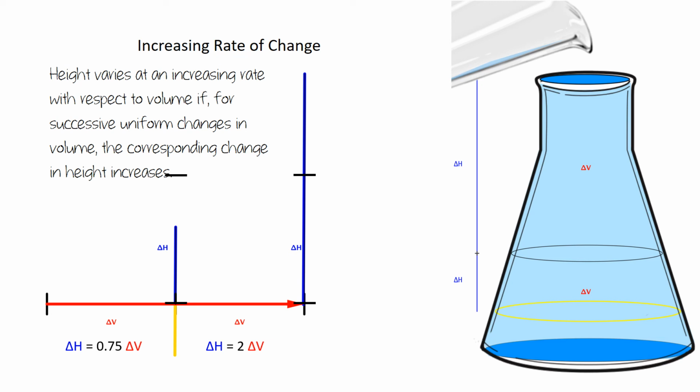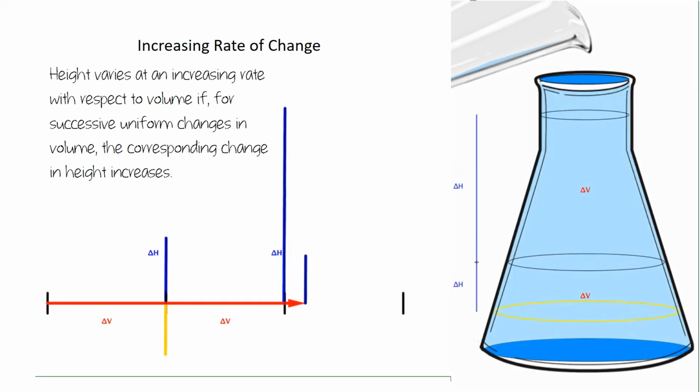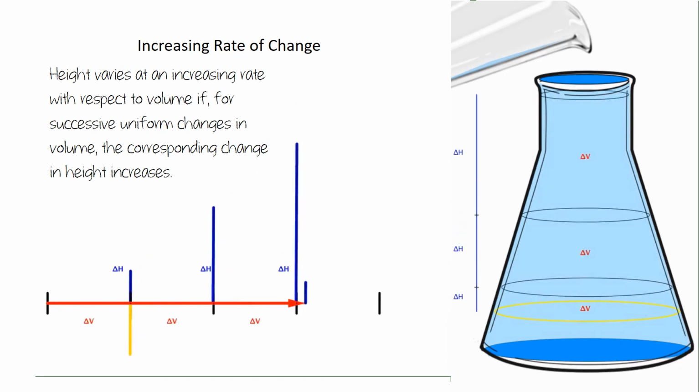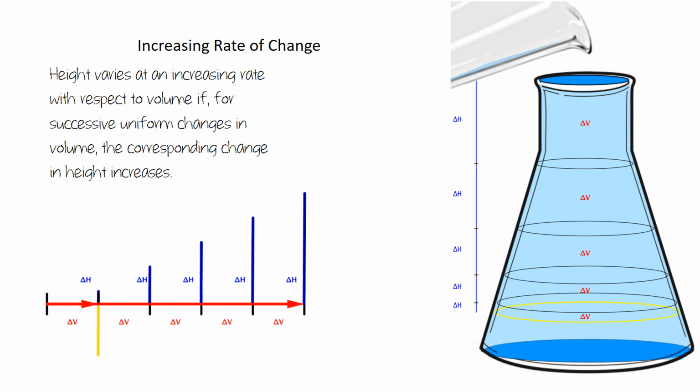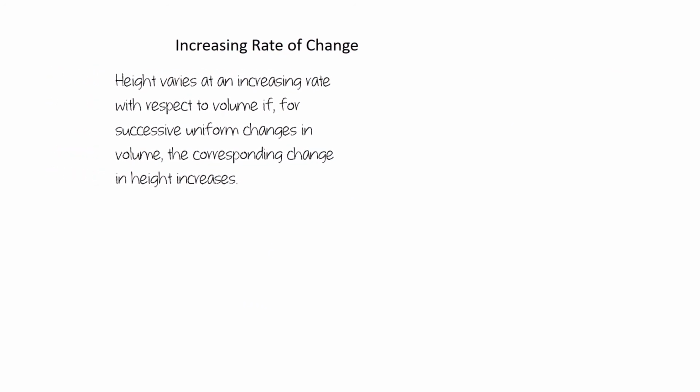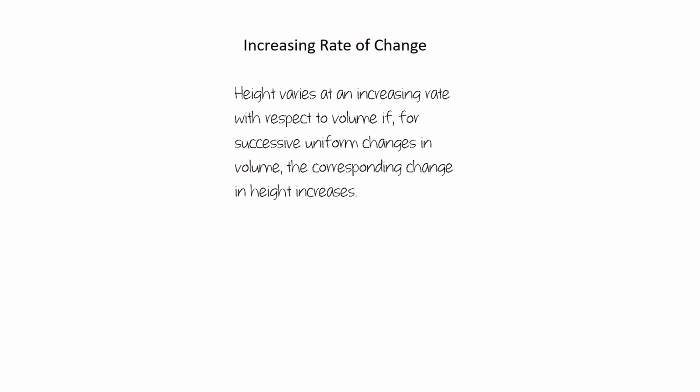Let's see what would happen if we split the added volume into 5 sections. Now we've split the amount of change in volume into 5 uniform segments. And you can see that the amount of change in height is small for the first segment and then increases for each successive change in volume. So this is what it means to have an increasing rate of change.